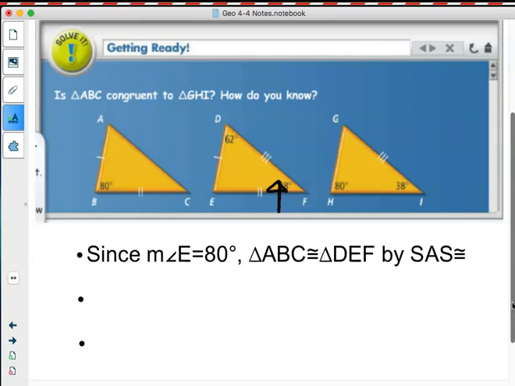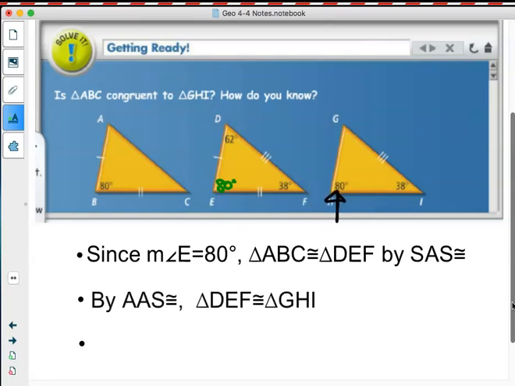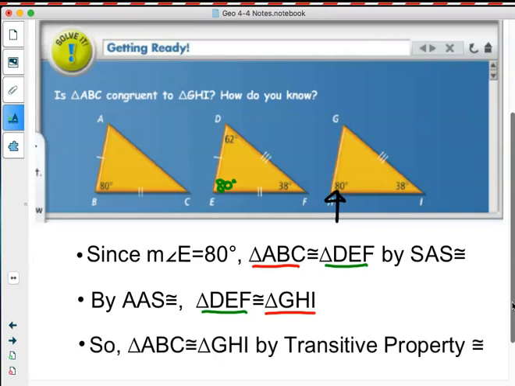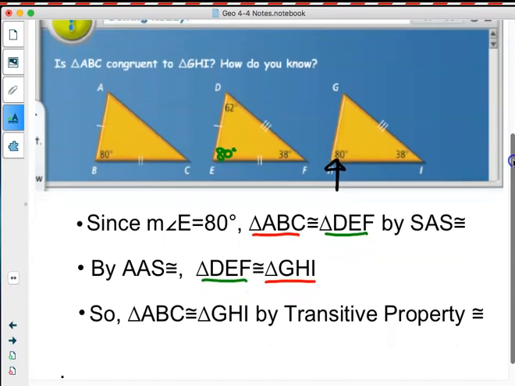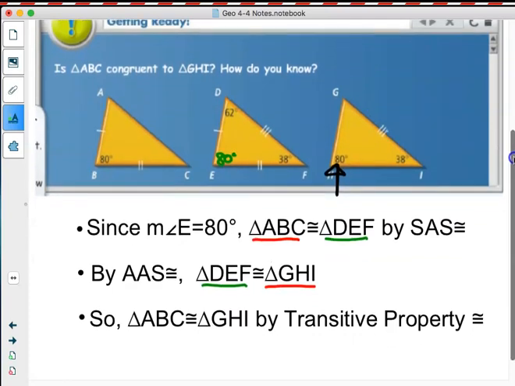Now, if I go further and look at triangle DEF, I have 80 and 38, and remember, I now know that angle E is 80 degrees. I now have angle side to prove triangle DEF congruent to triangle GHI. So now I've got DEF and GHI congruent. Since ABC is congruent to DEF and DEF is congruent to triangle GHI, I know by transitive property that triangle ABC and triangle GHI are congruent as well. So we are able to prove that they're congruent, and that's how we know it.